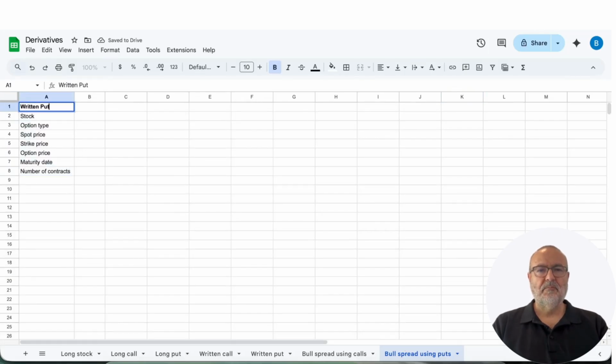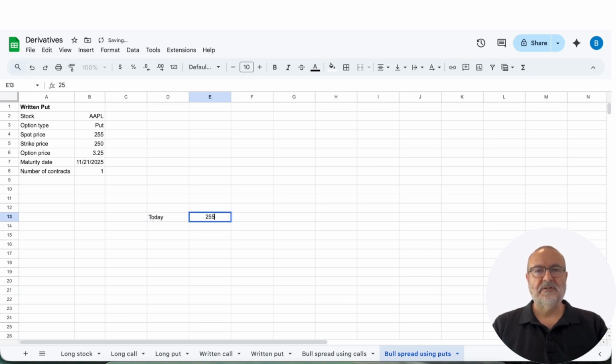Let's define our written put option position. We will use Apple put option for our example with a strike price of $250, option price of $3.25, and maturity date of November 21st. We will write a single contract for this example.